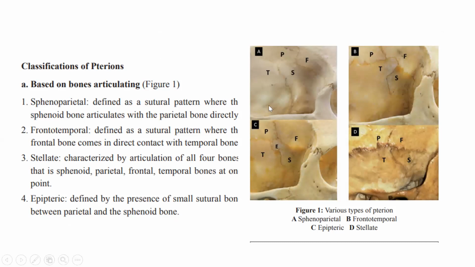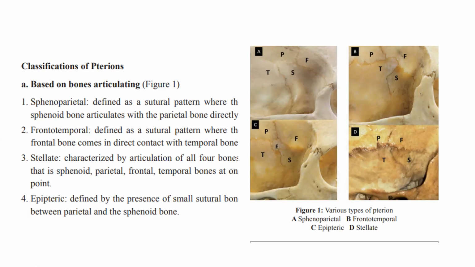You can see over here, this is A, the sphenoparietal type, where the sphenoid and the parietal bones are in contact. So it is a suture pattern where the sphenoid bone articulates with the parietal bone directly. Number 2 is the frontotemporal. You can see B over here, where the frontal bone and the temporal bone are united directly. So this is the frontotemporal type.